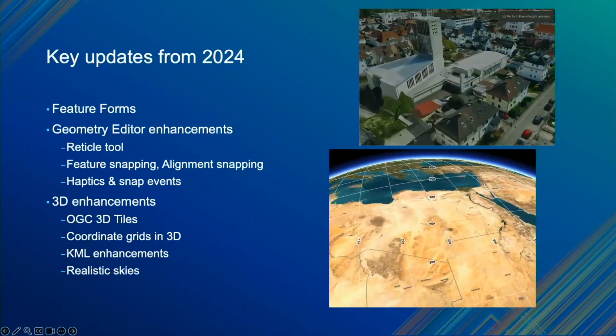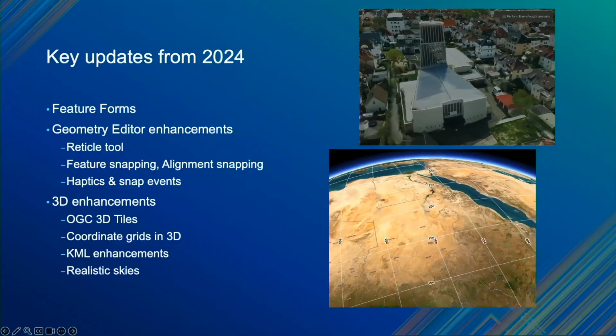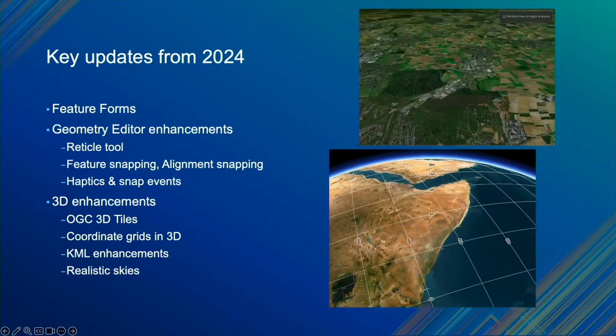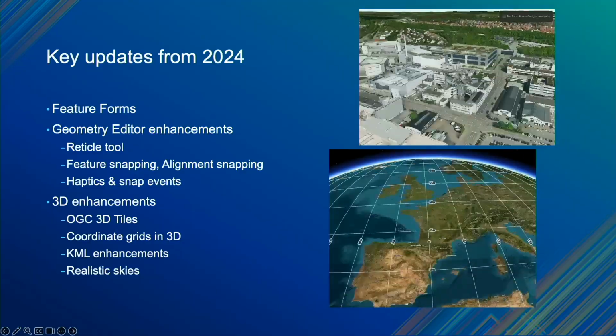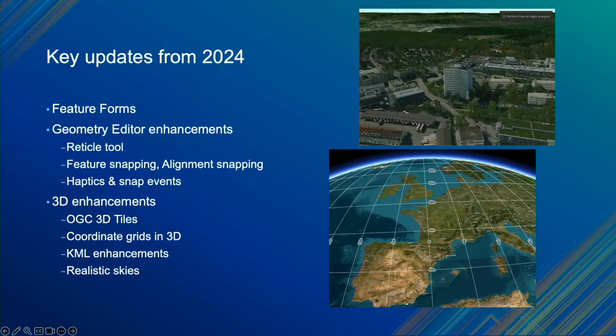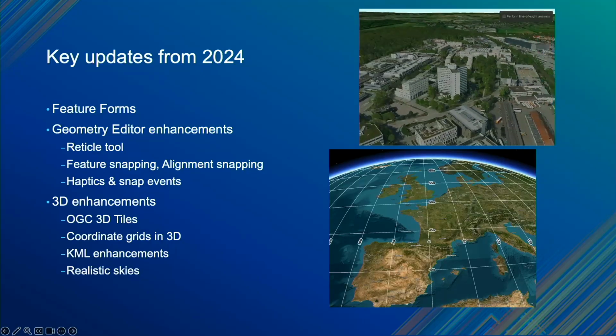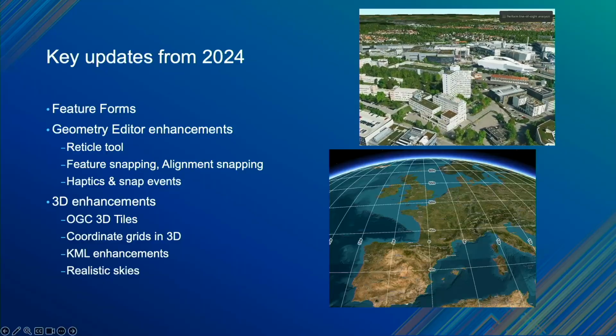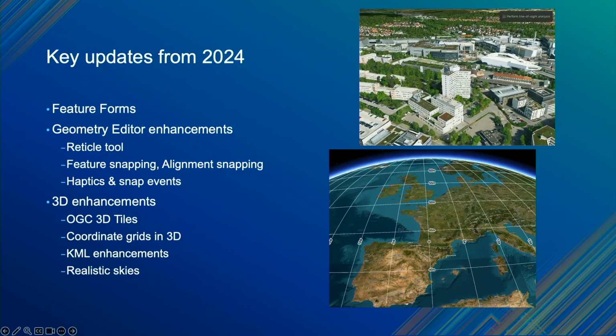We've also been working on enhancing our 3D support with support for OGC 3D tiles, both from services and local packages. We've added coordinate grids in 3D, you can see demonstrated here. We've also made some enhancements to our KML support, which, while not strictly 3D, is almost always surfaced in a 3D context, specifically improving support for custom attributes and KML tracks.